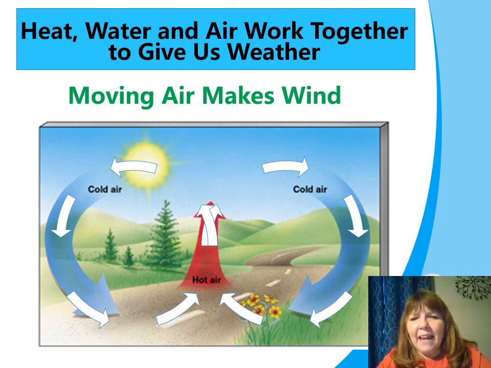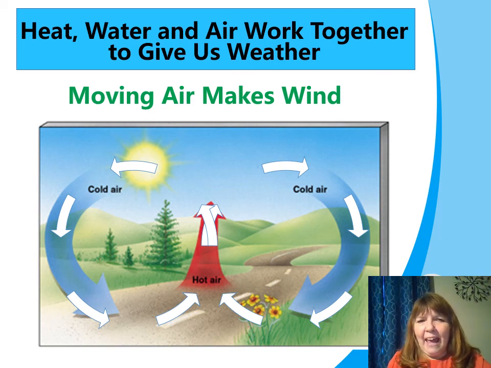Now, as that air moves up and down, it makes something called wind. So we've got air and heat working together. The heat from the sun comes in tiny little particles called photons, and they come right through the air. They're so tiny and moving so quickly, at about 186,000 miles per second, that they don't heat up the air. But what does get hot is the ground.